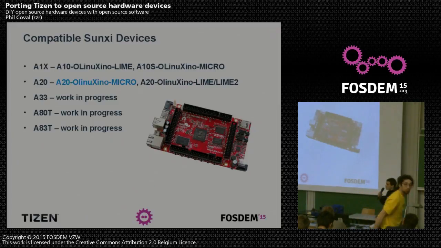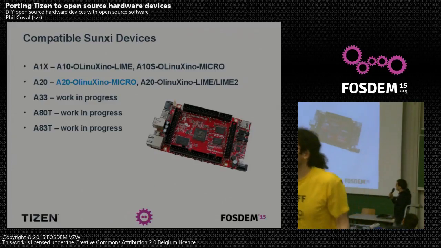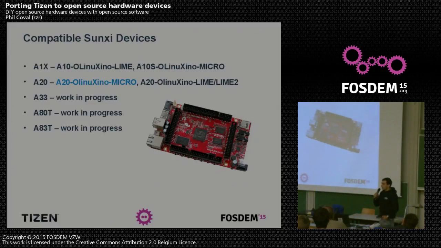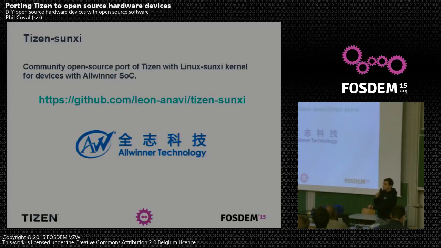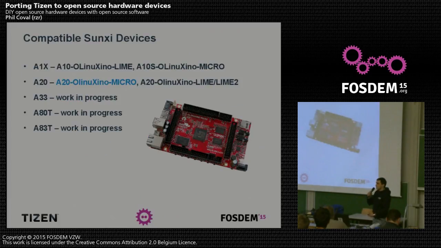So the boards that you see here are with A10 and A20 systems on a chip. We have Tizen working on them. This is my personally favorite board, A20 OLinuXino Micro. You can visit the GitHub page. There are some tutorials there, as well as links to download images. You can flash these images on a micro SD card, plug the micro SD card into the board, and get it running really quickly.